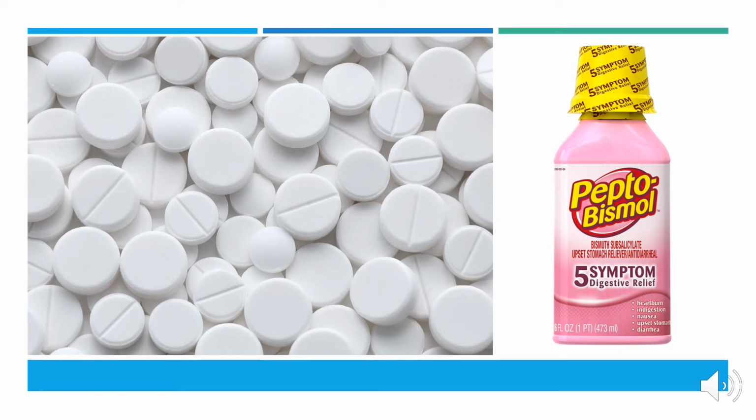Salicylic acid is a derivative of other common pharmaceuticals, including aspirin and Pepto-Bismol. Aspirin is commonly used to treat minor aches and pains, inflammation, and fever. Pepto-Bismol is a common drug used to treat stomach discomfort and heartburn.